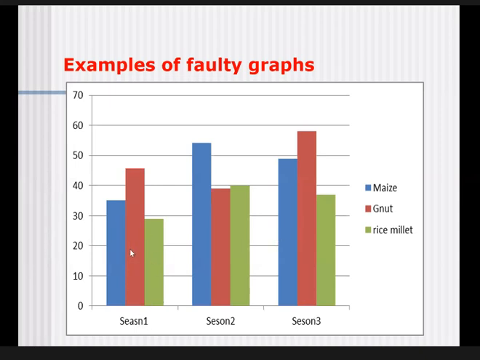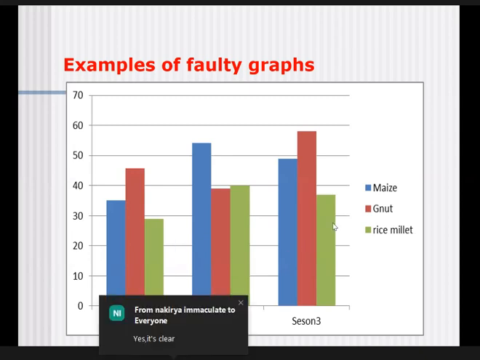So season 1, maroon, blue, and green. Season 2, maroon, blue, and green. Season 3, maroon, blue, and green. I think it is clear. The order of the other groups depends on the order of the first group. Whether tallest first or shortest last, no problem, so long as the first group is arranged in that order.